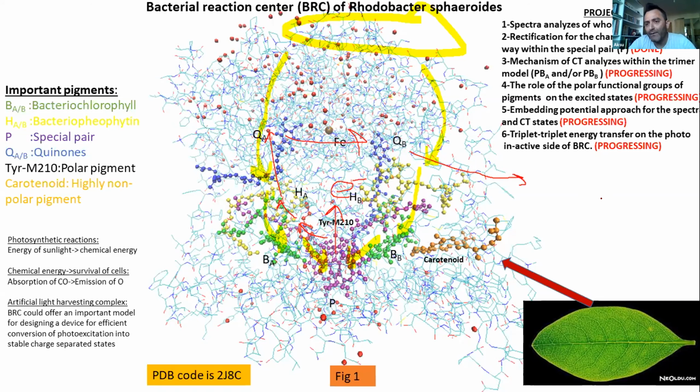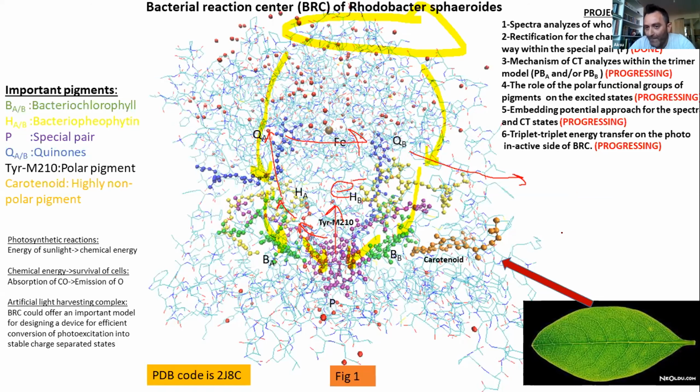And now we are working on this bacterial center. As you see, there are so many pigments and water molecules. You see the red points, which are actually oxygen. They are not hydrogen. They are actually water molecules indeed. And so far we try to understand the mechanism of this electron transfer, which is happening naturally in plants.